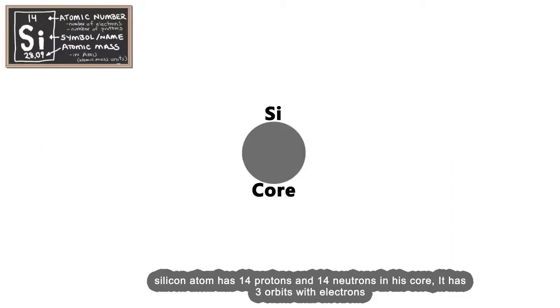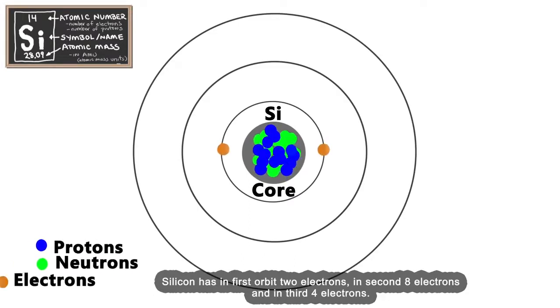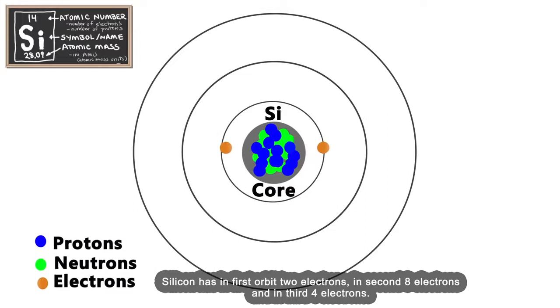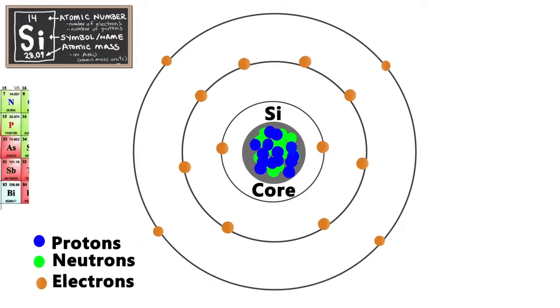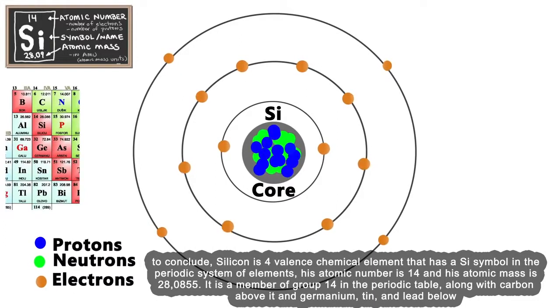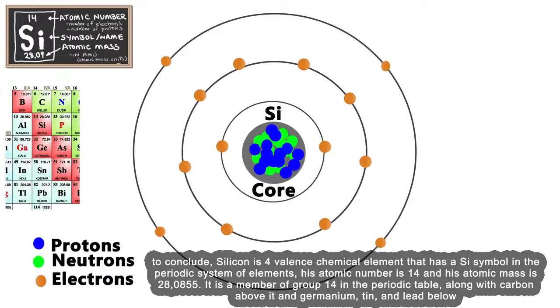A silicon atom has 14 protons and 14 neutrons in its nucleus. It has 3 orbits with electrons. Silicon has 2 electrons in the first orbit, 8 electrons in the second, and 4 electrons in the third. To conclude, silicon is a 4-valent chemical element that has the symbol Si in the periodic table of elements.